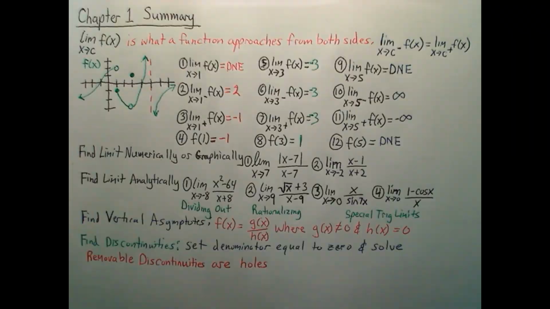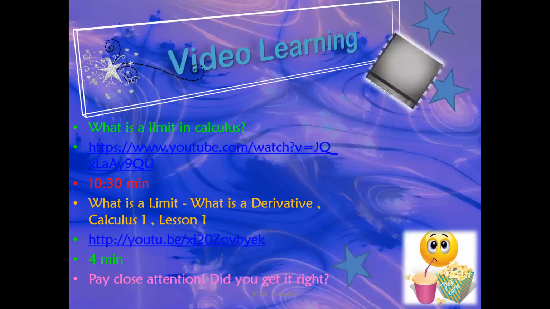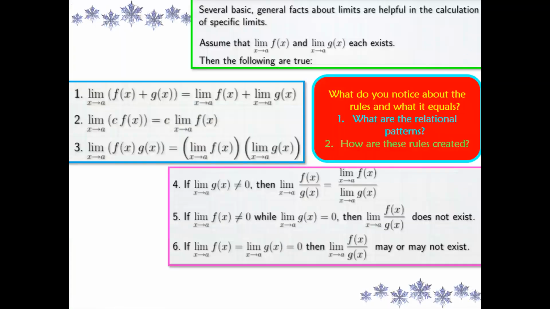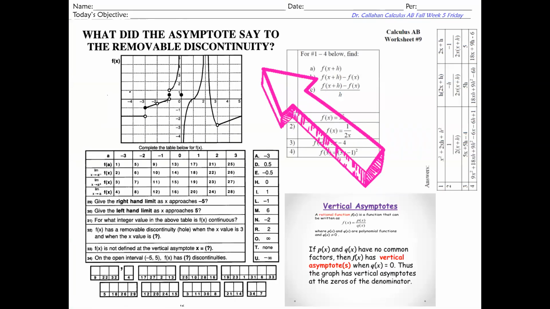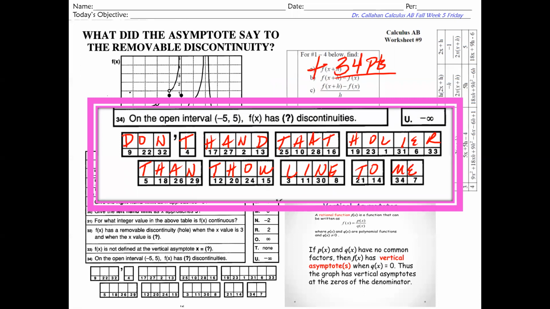Okay, second thing I want you guys to go ahead and take a look at is, what did the asymptote say to the removable discontinuity? Pause the video. And the answer is, don't hand that holier than thou line to me.